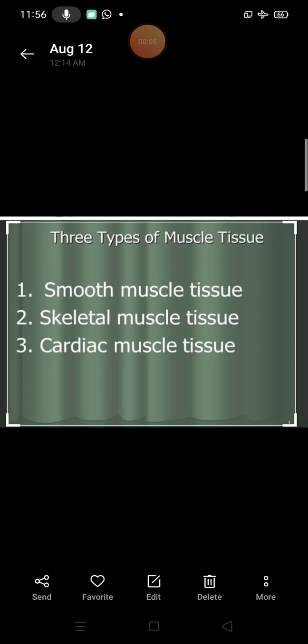In this session, we explain some basic terms used in muscular tissue. Before I start the topic, we all know that muscular tissue is of three types, namely smooth muscle, skeletal muscle, and cardiac muscle.